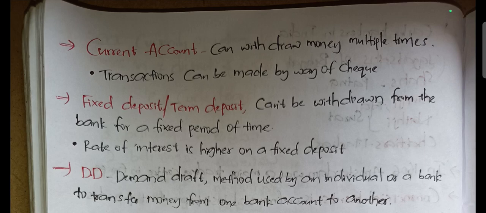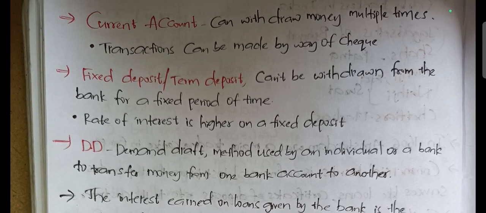So the transaction can be done by way of check, so it will be safe and secure. Next, fixed deposit, also known as term deposit, cannot be withdrawn from the bank for a fixed period of time. Generally we hear the term fixed deposit, we have to fix a certain amount in our daughter's name. So this is about fixed deposit or term deposit. Rate of interest is higher on a fixed deposit. In a fixed deposit, rate of interest is higher compared to other deposits.